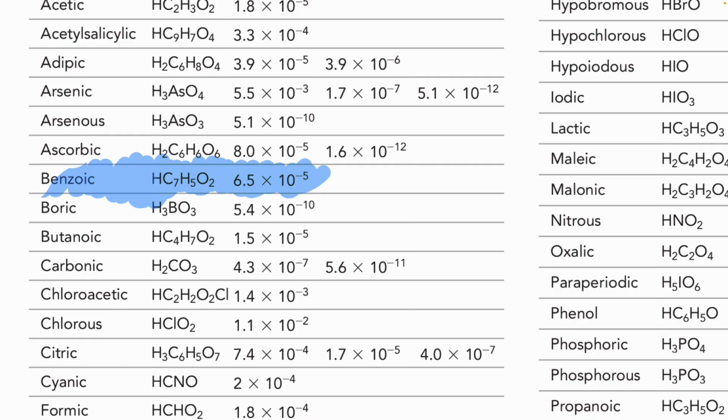We're going to pick a different buffer system here. I'm going to make a buffer system with butanoic acid here. Okay, so everybody take a second to copy down our relevant Ka value for butanoic acid.